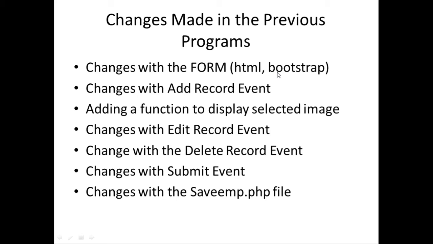Adding a function to display selected images. If we're going to upload a file or an image, we have to select the file name. After selecting the file name, this feature will show the image that was selected on your web page before you add or update your record or table. Then I will be showing you the changes with the edit record event. Then of course the delete record event.